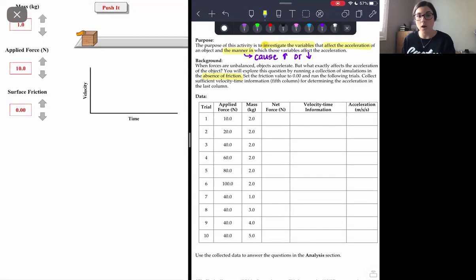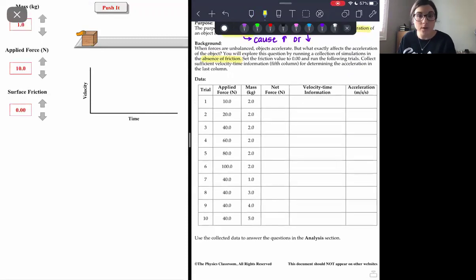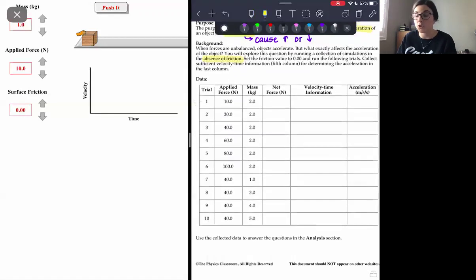motion of those objects. So whenever we're observing things in real life, we have to remember that there's friction, and it complicates a lot of the problems we're trying to solve. So since we're just learning about forces and acceleration and maybe what the connection is between those two, we're going to assume that there's no friction, or we're going to use a simulation that has no friction.